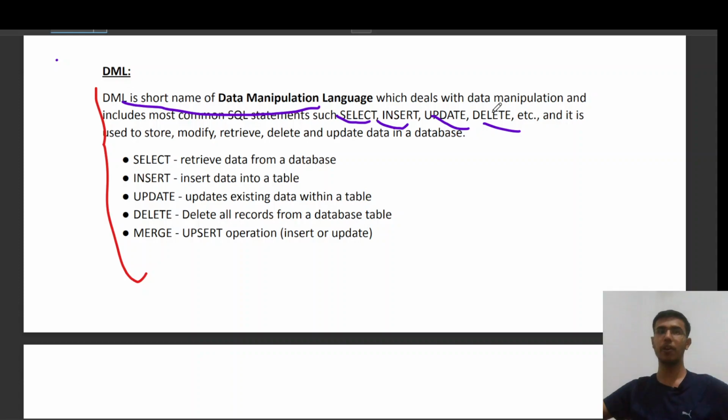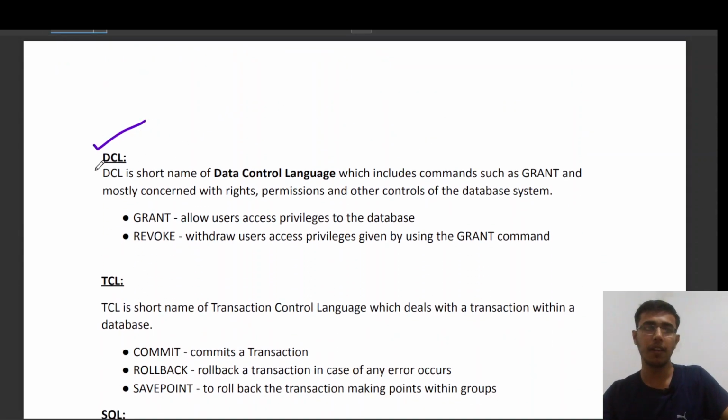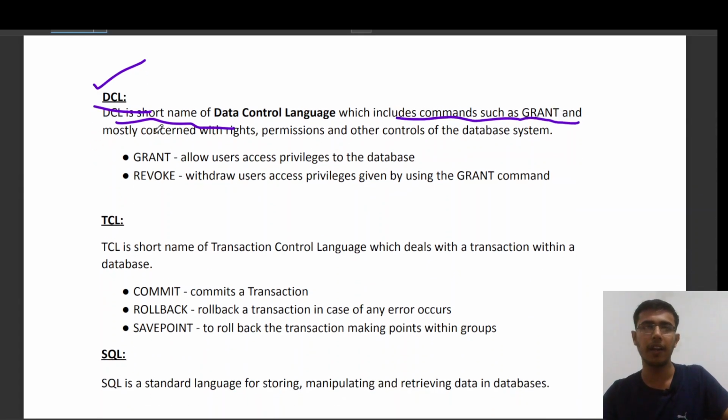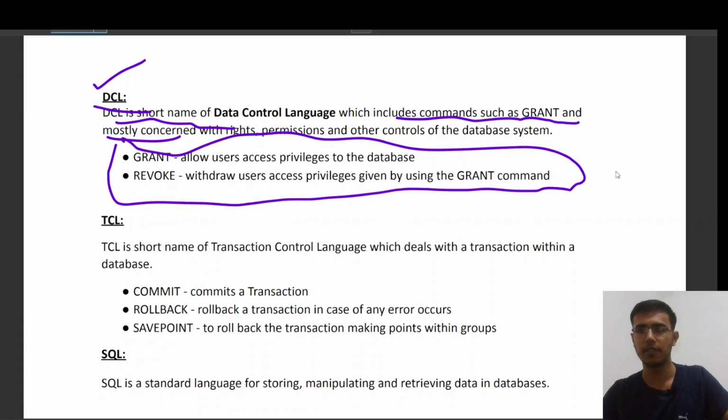DML के अंदर कौन कौन सी क्वेरी आती है? सिलेक्ट आती है, इंसर्ट आती है, अपडेट आती है, डिलीट आती है, एंड मर्ज आती है. सिलेक्ट करने के लिए, इंसर्ट डेटा इंसर्ट करने के लिए, अपडेट किसी भी डेटा को मॉडिफाई करने के लिए, डिलीट डिलीट करने के लिए, मर्ज. Then DCL, data control language, which includes commands such as grant and revoke. These commands basically give access, right? Grant allows users access privileges to the database.